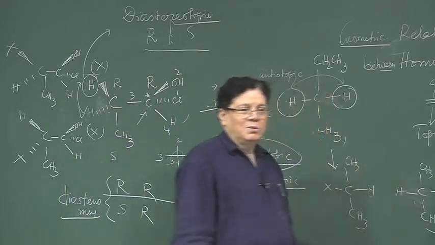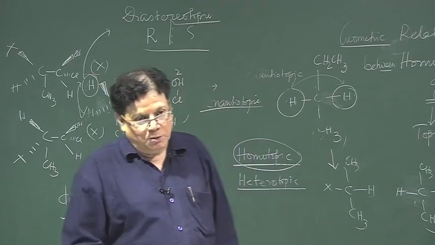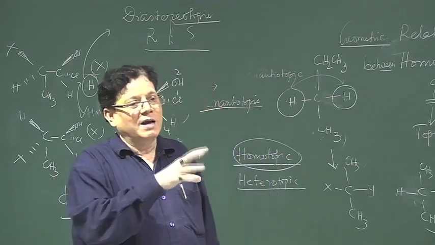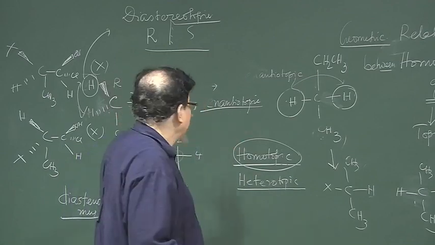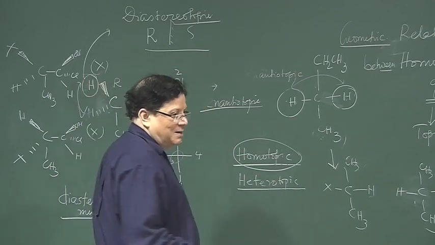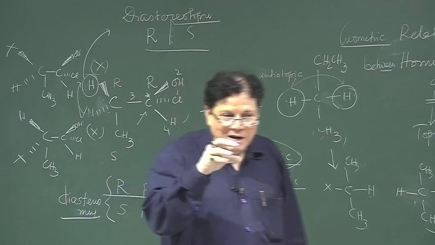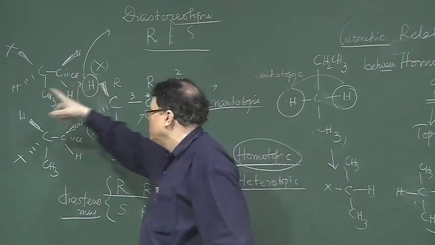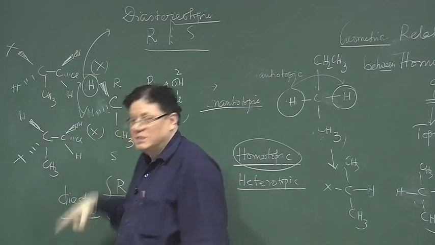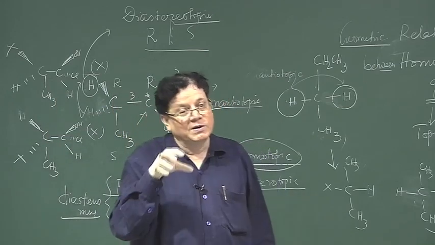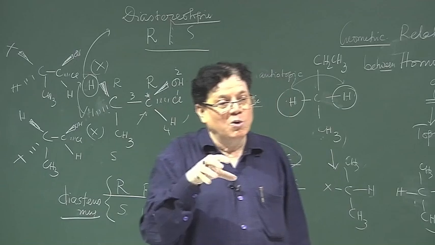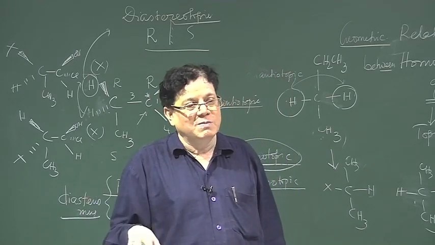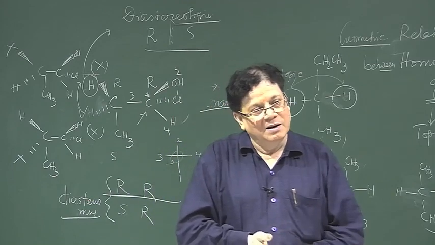So, we have now done up to the topicity. Next, what is remaining is how to assign the absolute configuration of these ligands, because to know which hydrogen I am talking about in a system, I have to assign a configuration, which are called pro systems, pro-R or pro-S systems, but that we will discuss in the next class.